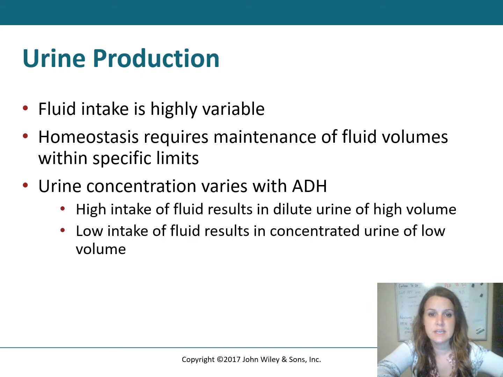So what happens is that when you take in a lot of fluids, you're not going to produce very much antidiuretic hormone. And this is going to result in dilute urine and a high volume of that urine. However, when you don't drink very much, this is going to result in a high level of ADH secretion, which causes a concentration of urine and a low volume of that urine.